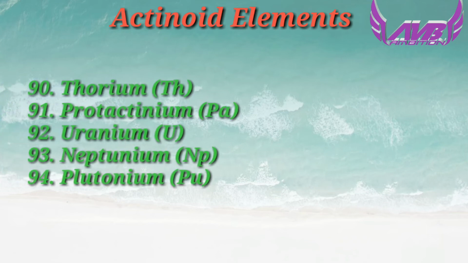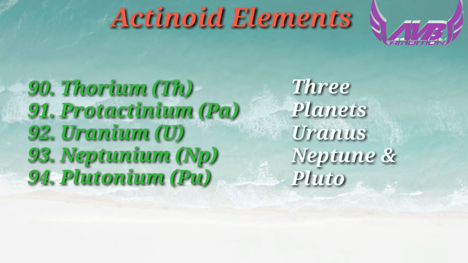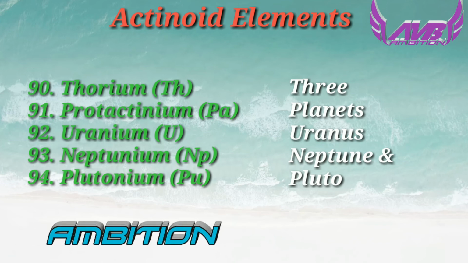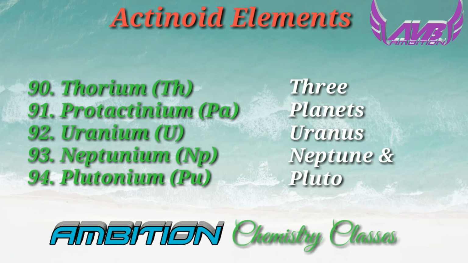The elements for the first segment are thorium, protactinium, uranium, neptunium and plutonium. The mnemonic for this segment is: three planets, Uranus, Neptune and Pluto. Three for thorium, planets for protactinium, Uranus for uranium, Neptune for neptunium and Pluto for plutonium.